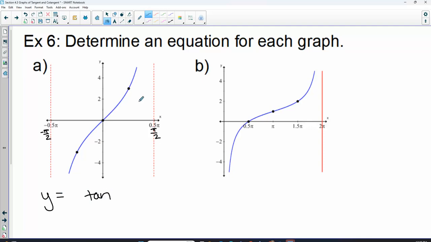All right, my amplitude. It's not really a true amplitude, but I'm looking at these middle points. Where are they at? 3. So this has to be a 3 tangent. If I went from negative pi over 2 to positive pi over 2, that's the normal period, the normal section we graph for tangent, so it's just 3 tangent of x.